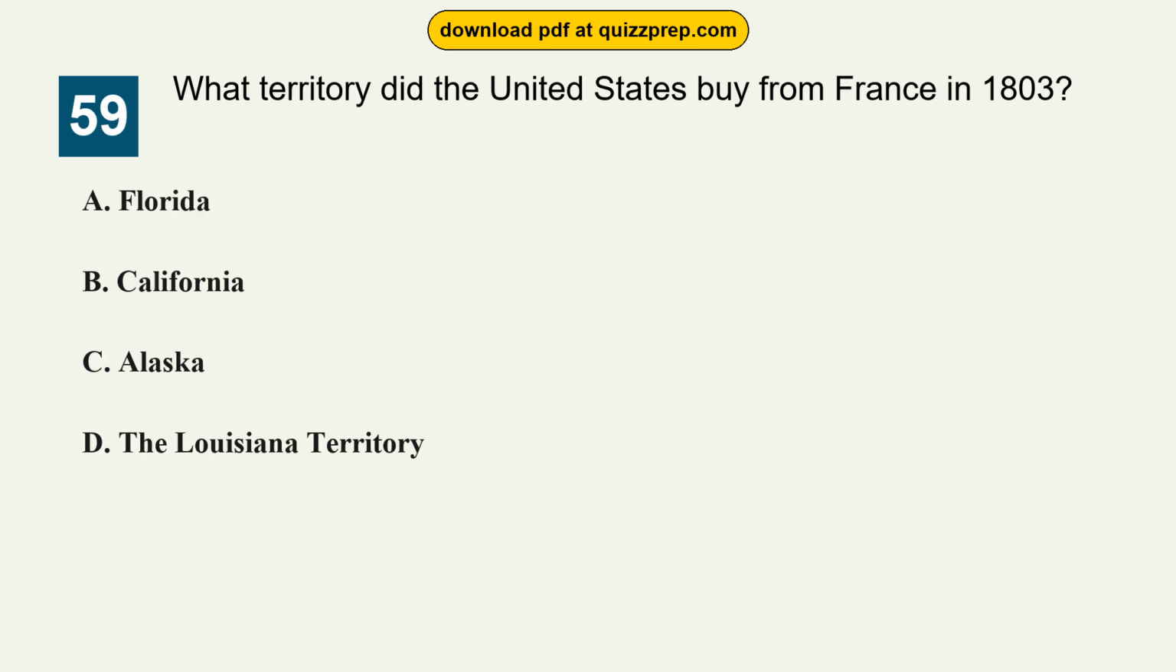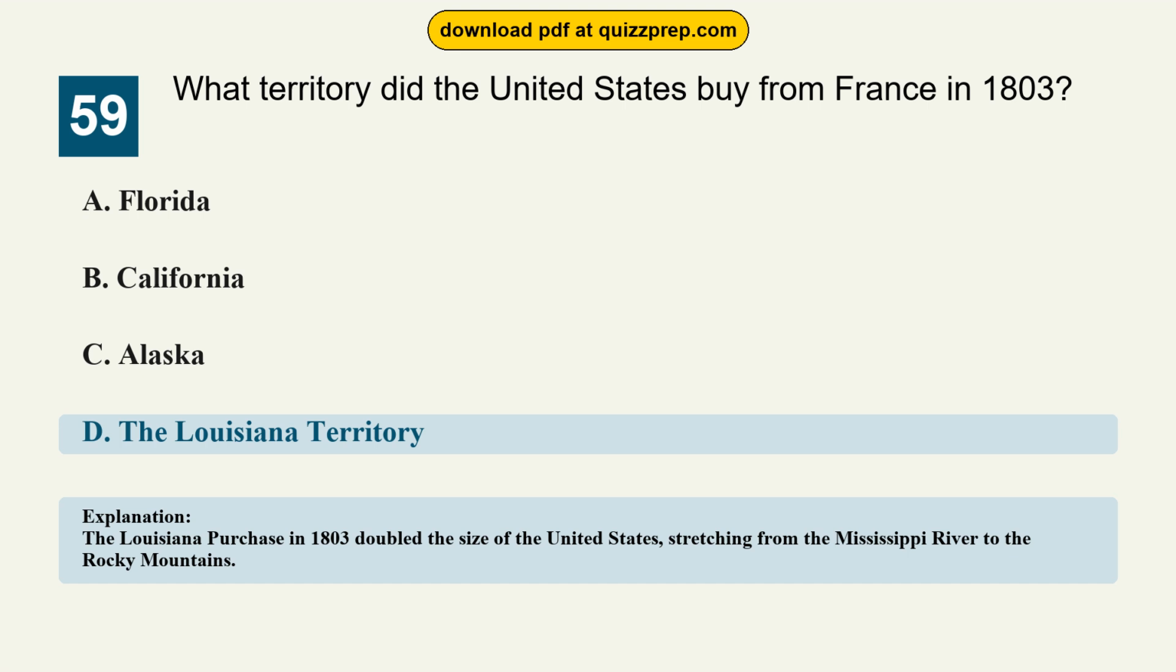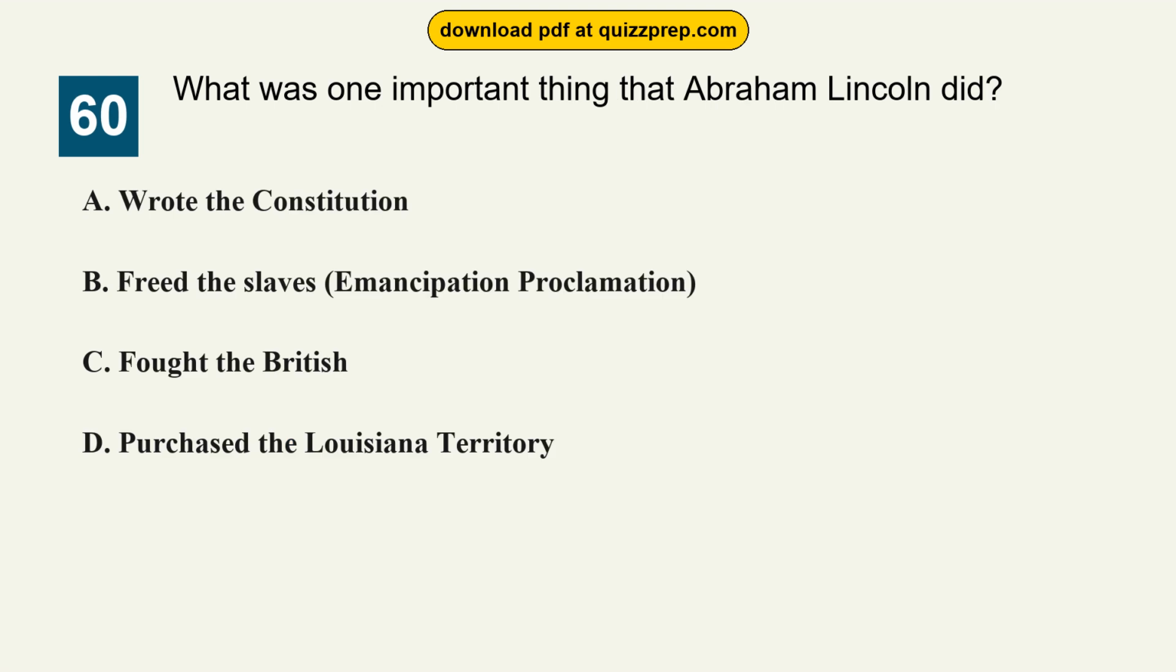Question 59. What territory did the United States buy from France in 1803? Option A, Florida. Option B, California. Option C, Alaska. Option D, the Louisiana Territory. The correct answer is option D, the Louisiana Territory. The Louisiana Purchase in 1803 doubled the size of the United States, stretching from the Mississippi River to the Rocky Mountains.